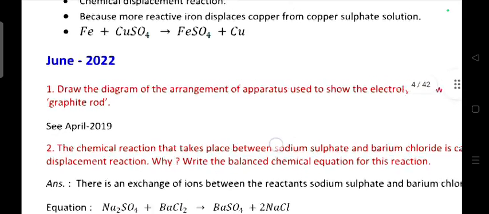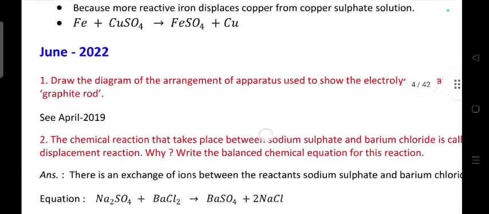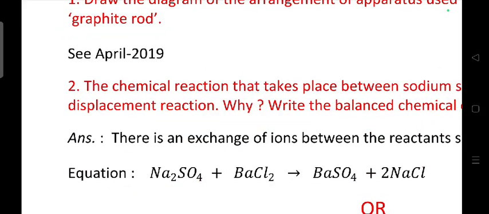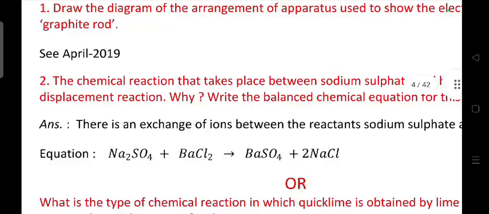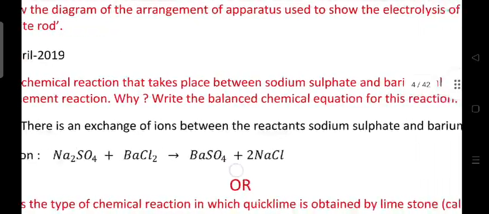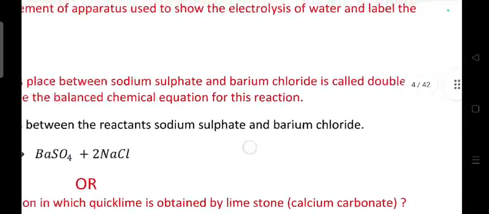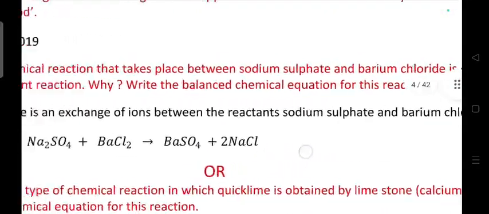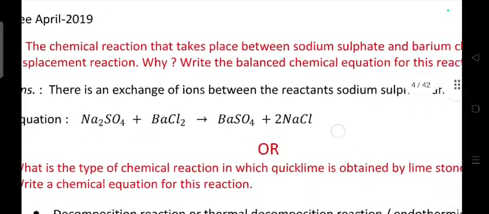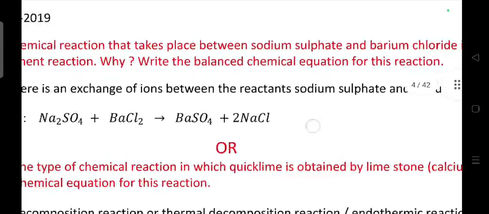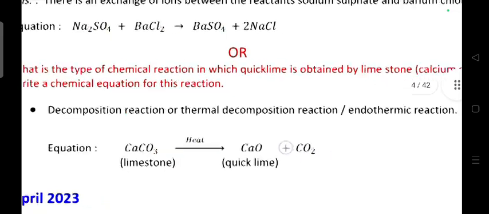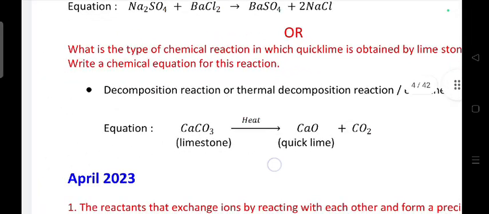Draw a diagram of the arrangement of apparatus. That one we have already done. See April 2019, you will get the diagram. Next, the second question: the chemical reaction that takes place between sodium sulfate and barium chloride is called double displacement reaction. Why? Write the balanced chemical equation. There is an exchange of ions between the reactants sodium sulfate and barium chloride. So the reaction is this. The question is given with the answer, this is your 2022 paper.